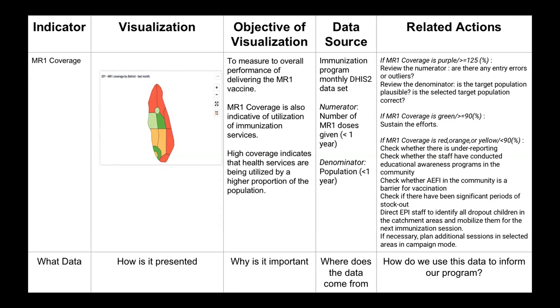And then we would also have some programmatic actions for the immunization teams and the staff in the respective districts' facilities. It would be to identify all the dropout children in their respective catchment areas and mobilize them for the next immunization session. And where necessary, they would be allowed to plan additional sessions for selected areas in a campaign mode in order to improve the MR1 coverage rapidly. That's all. Thank you.